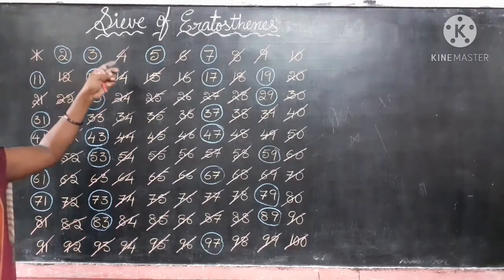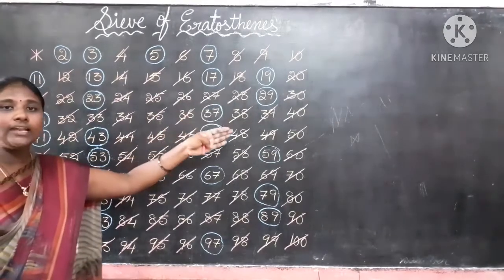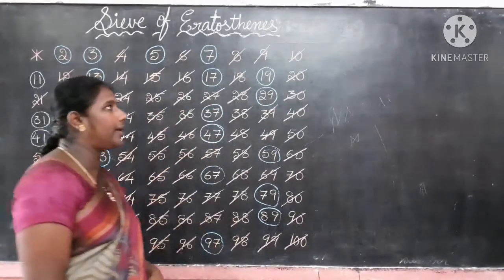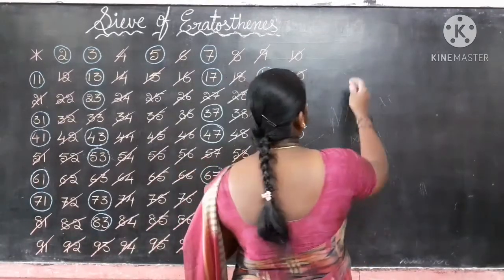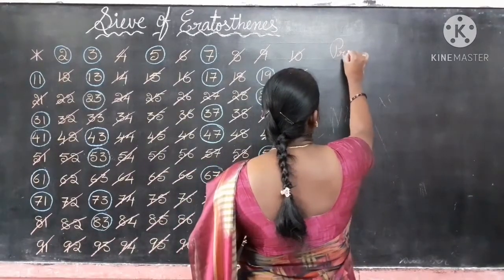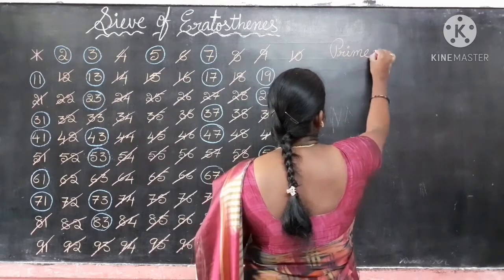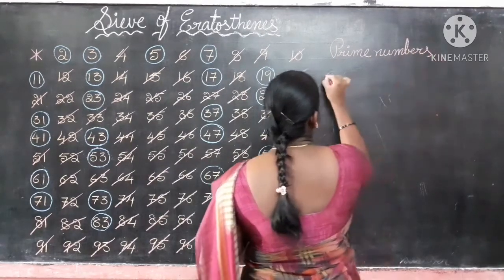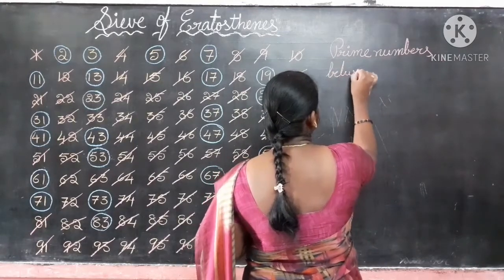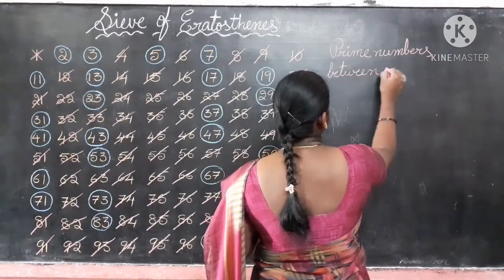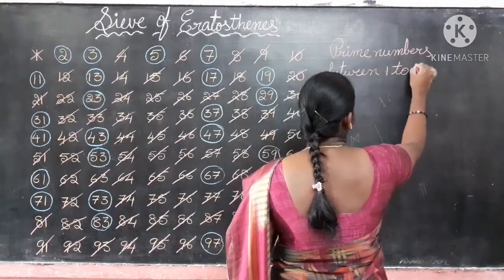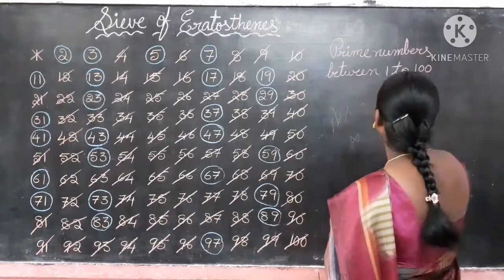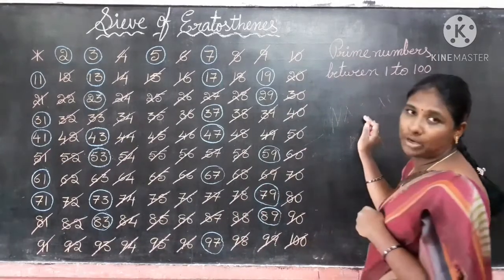Now, the numbers which we circle are called prime numbers. Prime numbers between 1 to 100. Shall we write here? Prime numbers between 1 and 100.